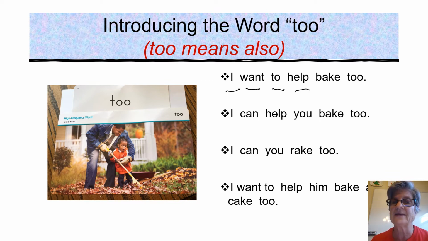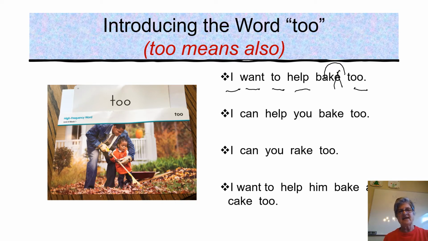Now it's the word bake. So cross off the E. Give the magic power to the A, and the A says its name. So it's ba-ake, bake. So we go to the beginning and we read the sentence again. I want to help bake, and there's our new word too. Good job. Now let's go to the next sentence.